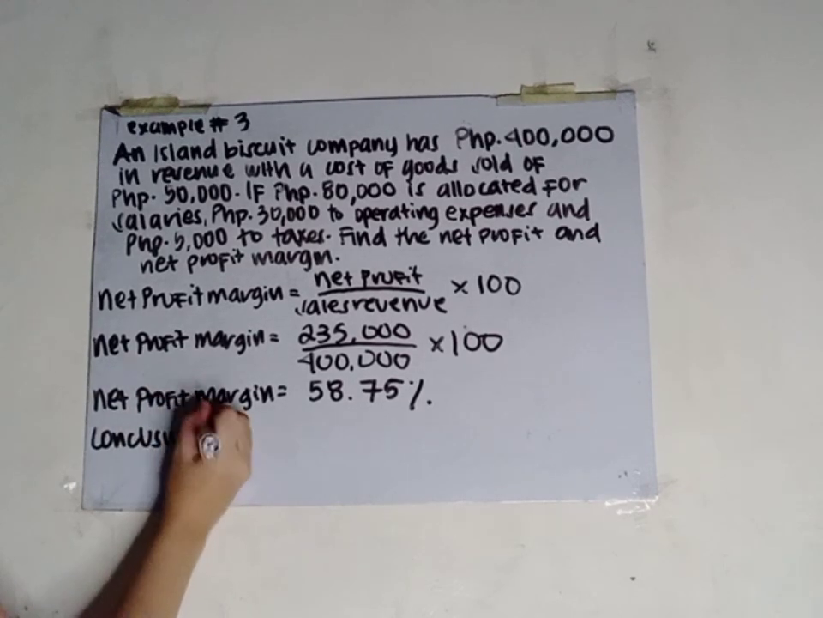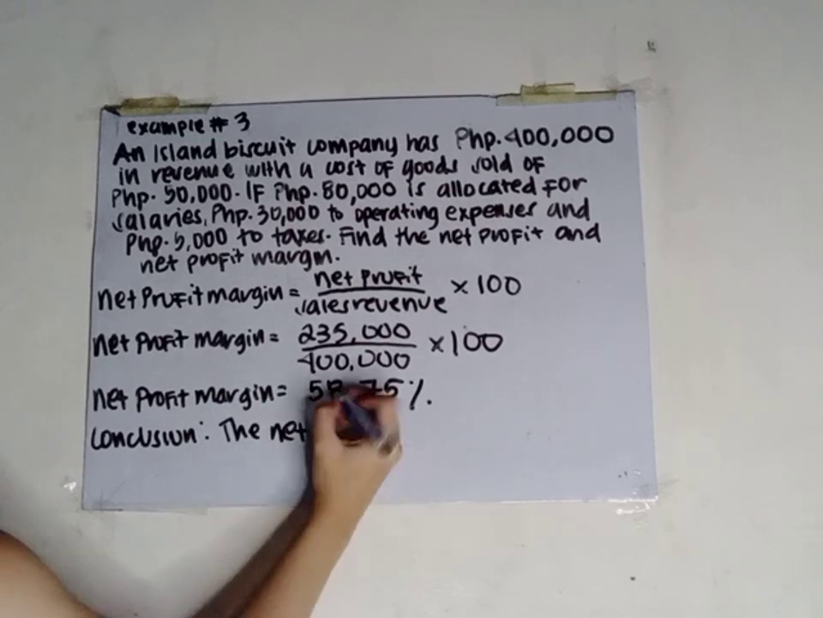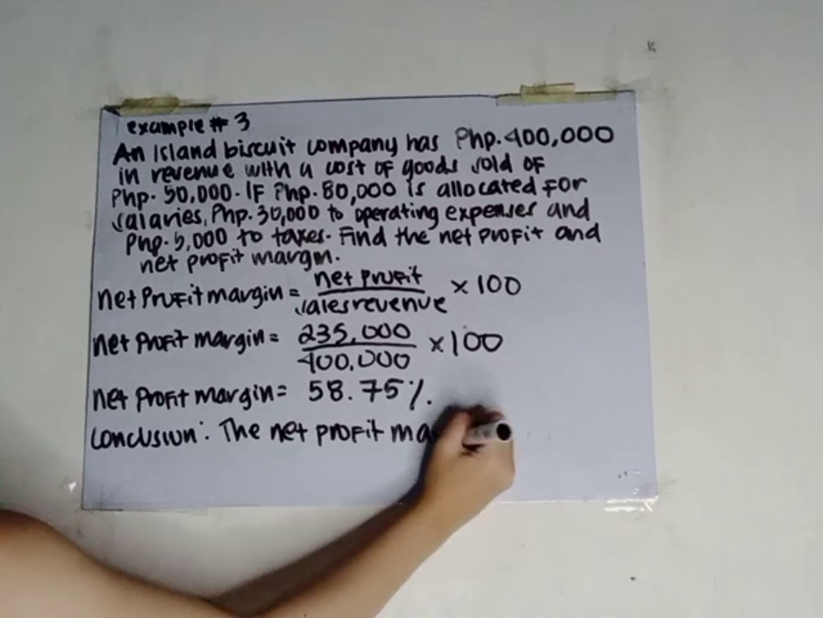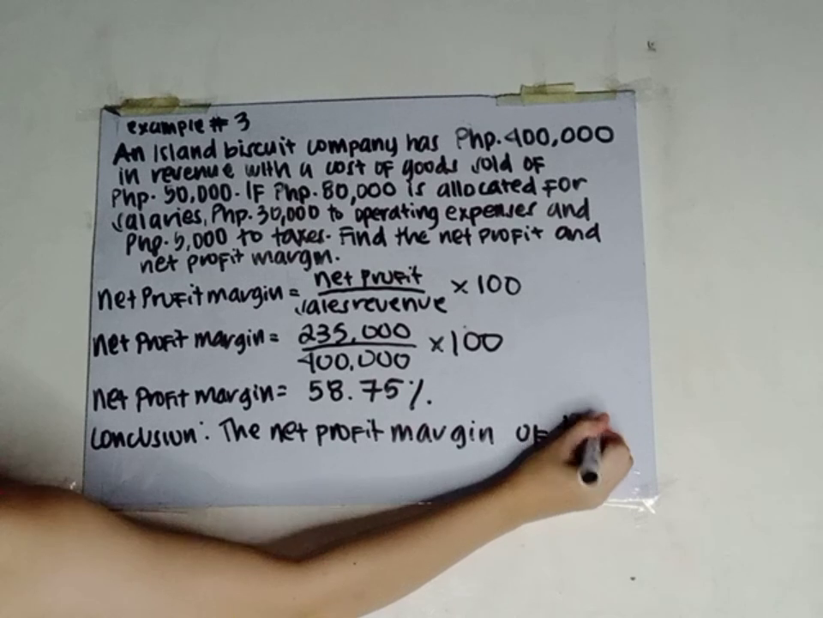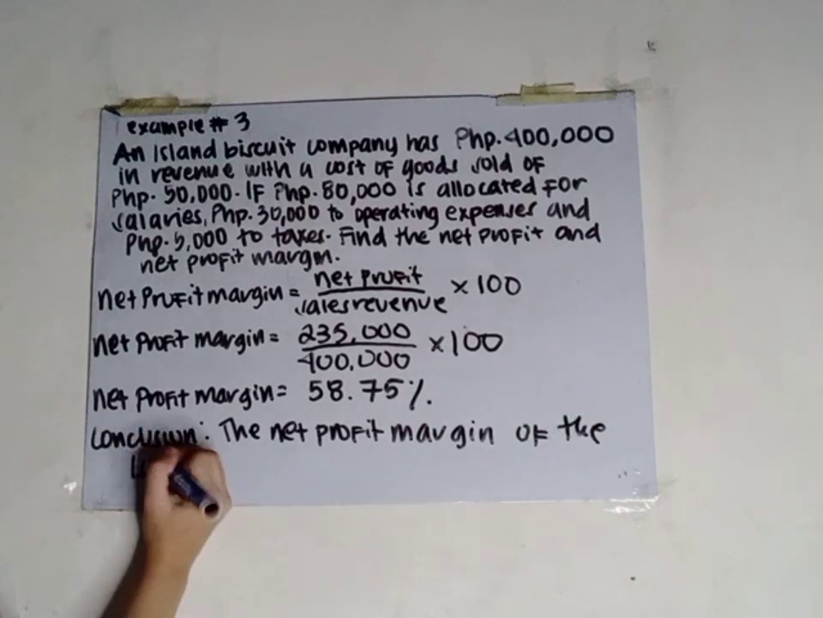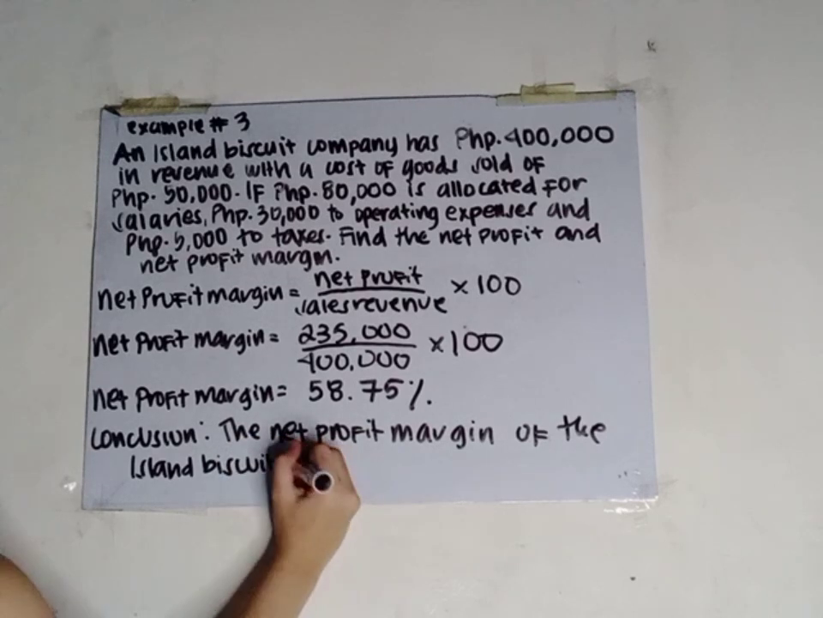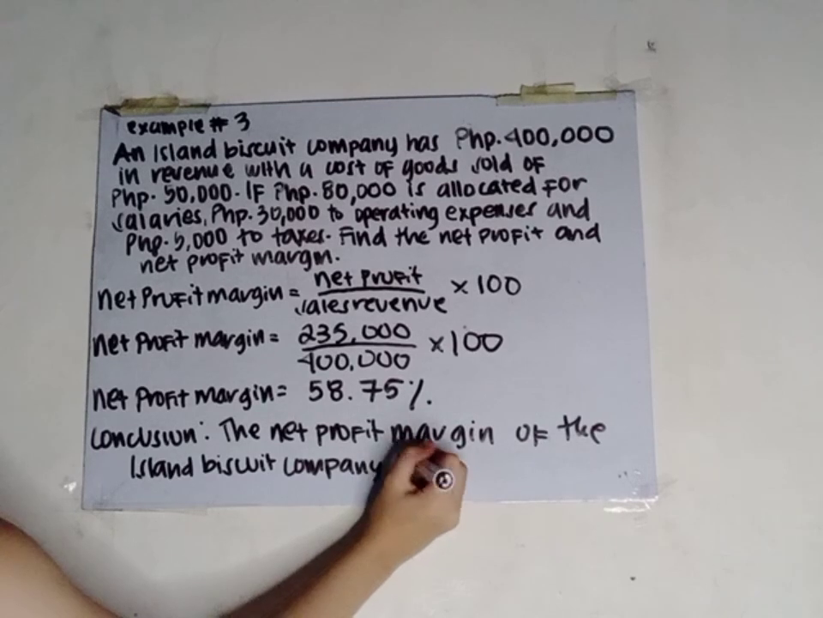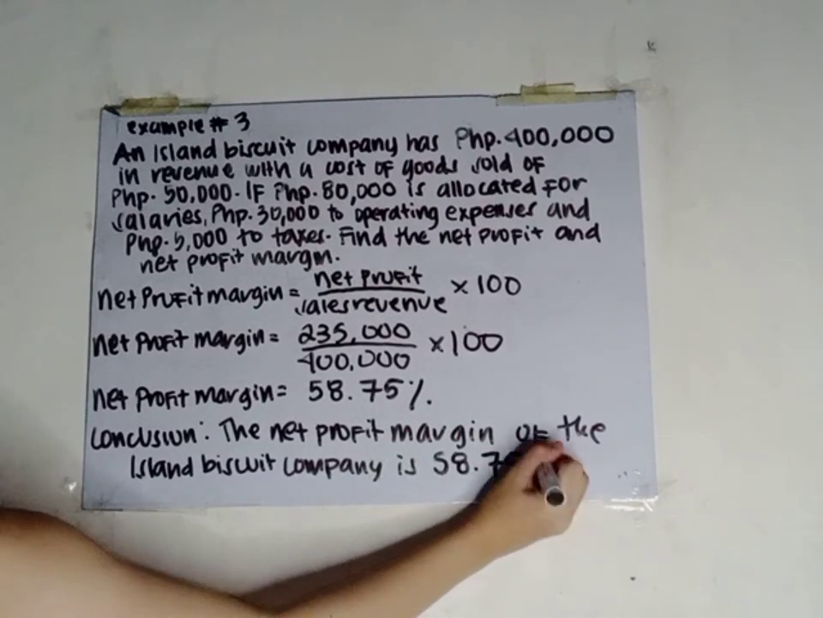So we will write the conclusion. The net profit margin of the Ireland Biscuit Company equals 58.75%.